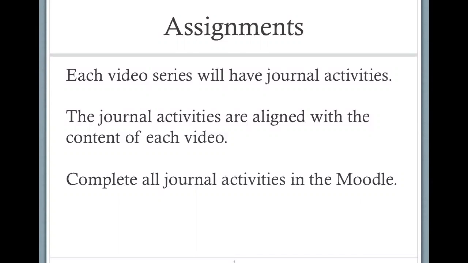Assignments. Each video series will have journal activity slides that are denoted by a notebook icon in the upper left-hand corner. The journal activities are aligned with the content of each video. Journal activities will be completed in the Moodle.